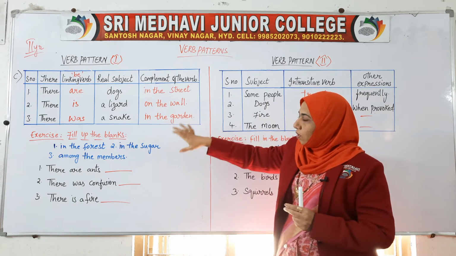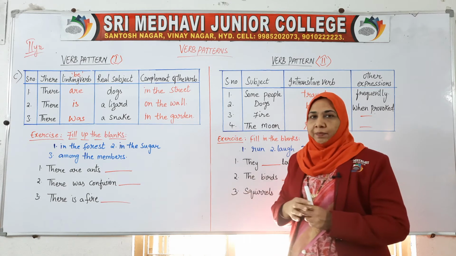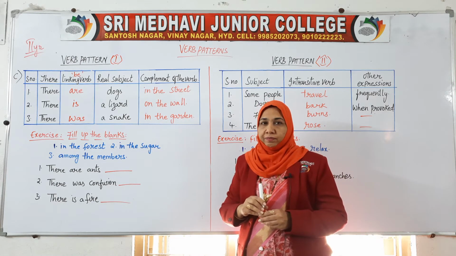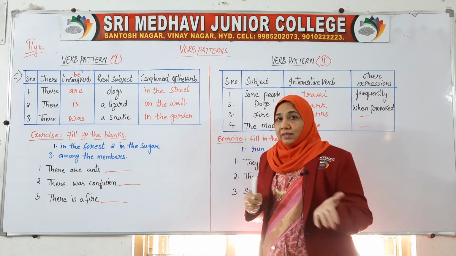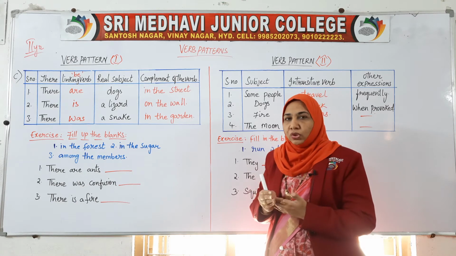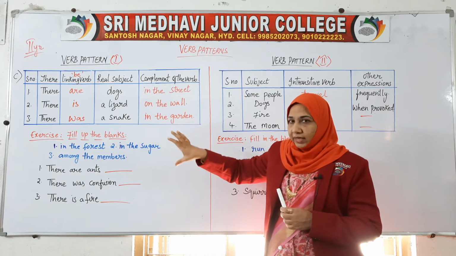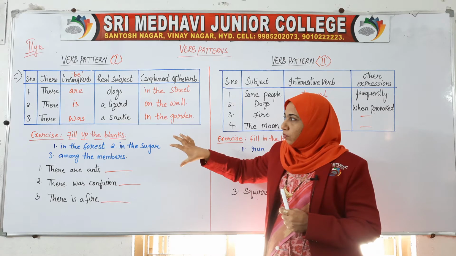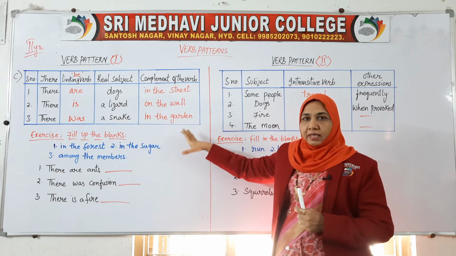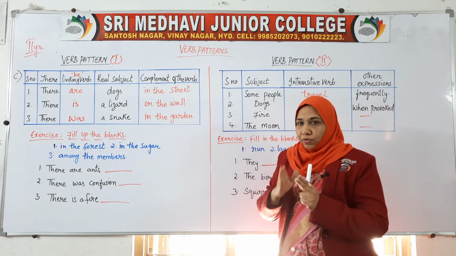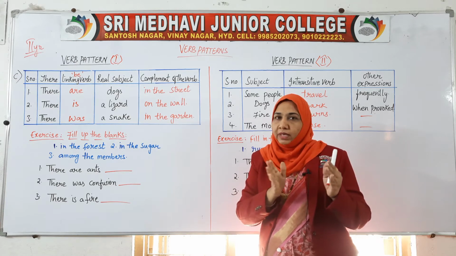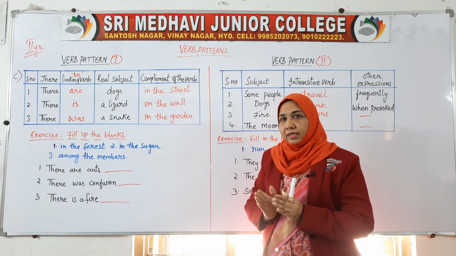There is a lizard on the wall. Then next, there was a snake in the garden. Where was the snake? In the garden. There was a snake in the garden. That again starts with "there", then the linking verb "was", the real subject "a snake", and the complement of the verb "in the garden". So when we divide, we get the true identity of the various parts of the sentence.